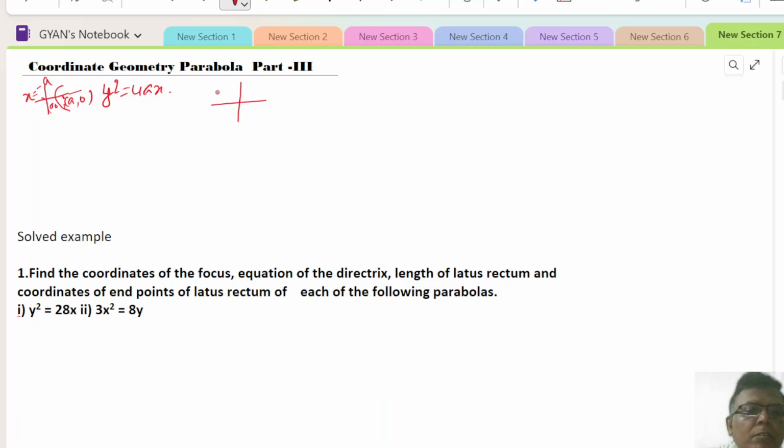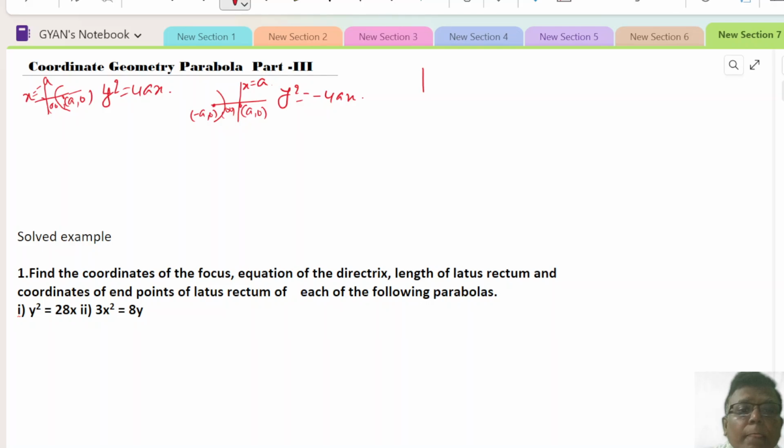Similarly, if the focus point is (-a, 0), then the equation will be y² = -4ax. Obviously, this line will be x = a. Here is -a, here x = a, and this remains (0, 0), and this point is (a, 0).